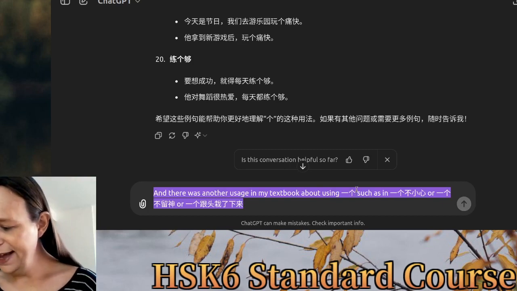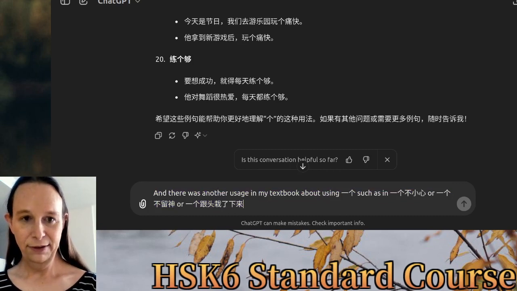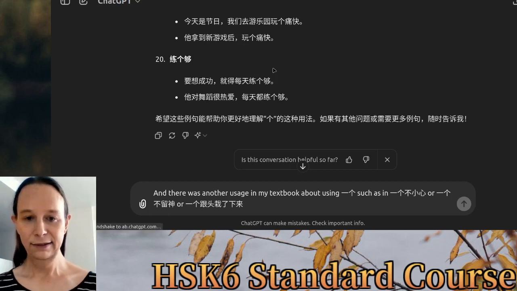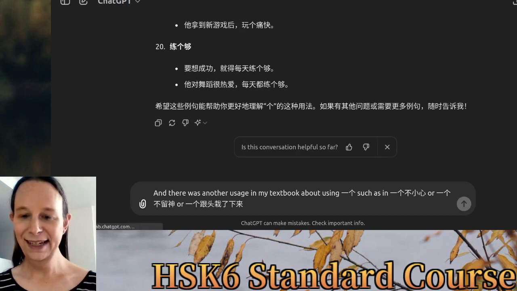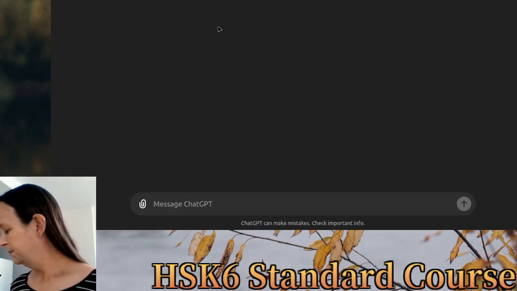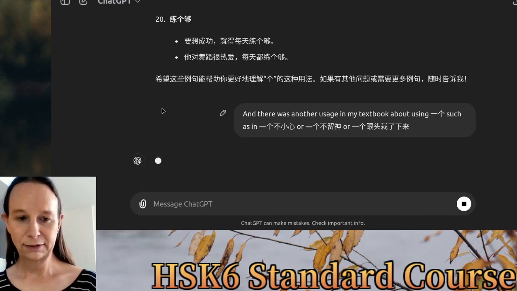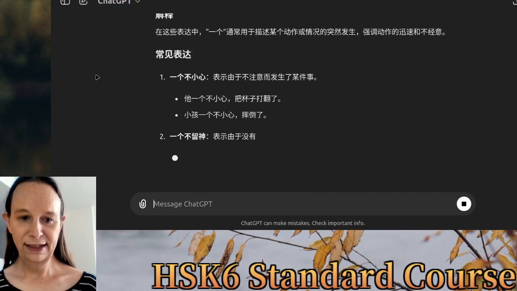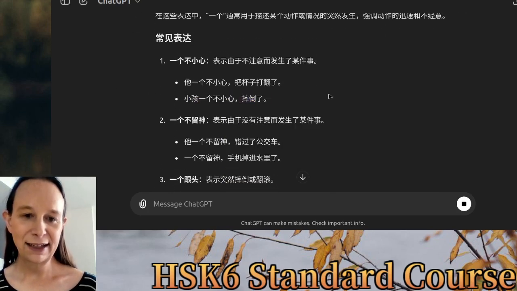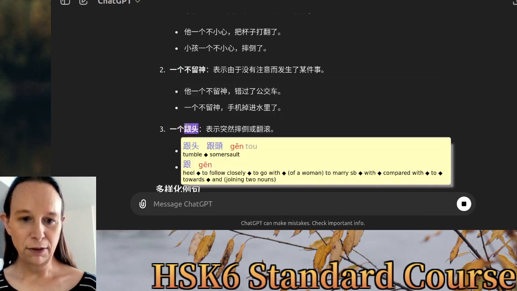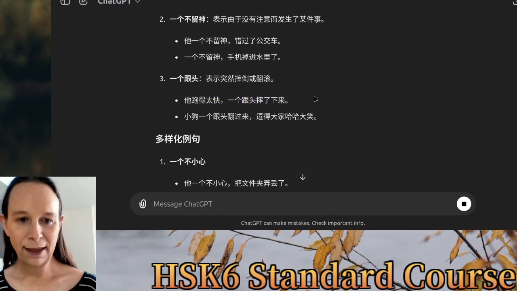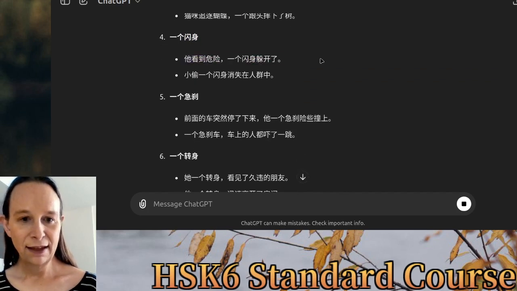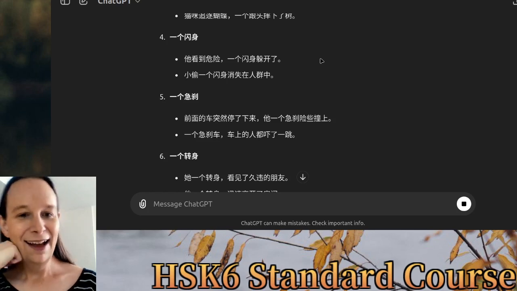So this one talked about a quick action. Why isn't this going through? Yeah, the textbook said this was a quick or sudden action. Maybe it didn't last a long time. Why isn't it going through? It should be going through. 一个不小心，他一个不小心，小孩一个不小心摔倒了。一个不留神，一个跟头, somersault。他一个闪身，他看到危险，一个闪身躲开了。Oh, okay, that's a good one.